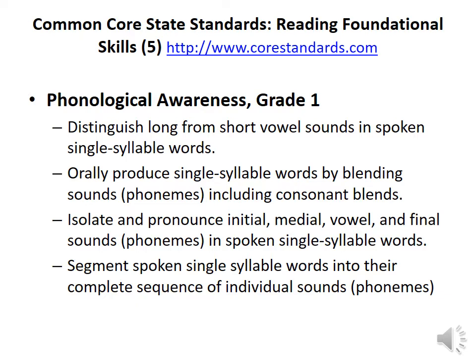They should also be able to orally produce single syllable words by blending sounds, including consonant blends. For example, with the word family at, they could have flat, where you have a blend, fl, two consonants blending together into flat. They should isolate and pronounce initial, medial vowel, and final sounds, phonemes, in spoken single syllable words. And they should be able to segment spoken single syllable words into their complete sequence of individual sounds, phonemes, such as the word ship. There are 3 phonemes in that word.